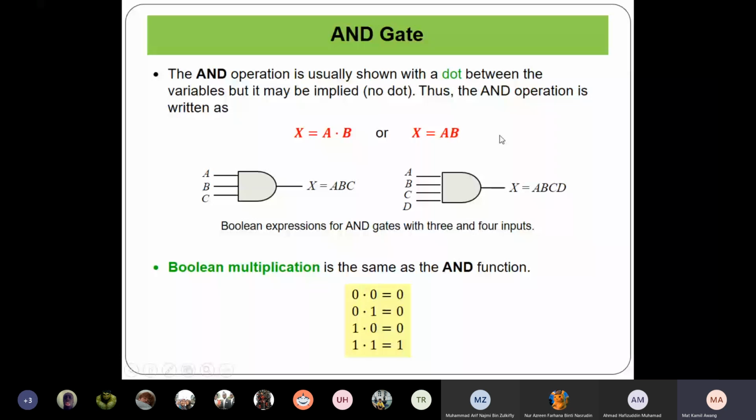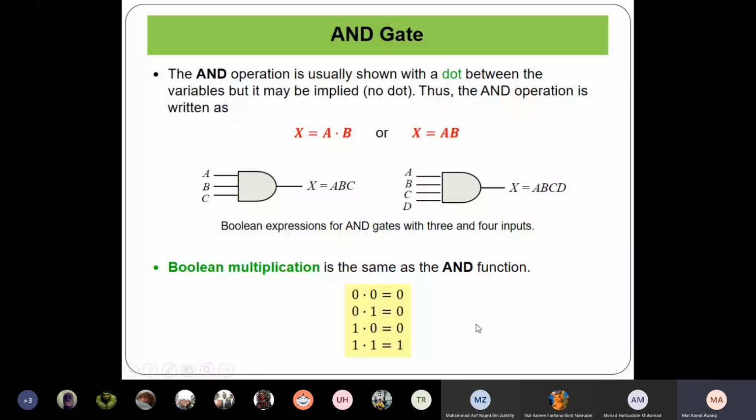For example, this is for 3 inputs. So A, B, C. Therefore, X is A B C or A dot B dot C. And this is for the 4 inputs. A, B, C, D. X is A B C D or A dot B dot C dot D. So this is the representation of the Boolean for the AND gate of 3 inputs and 4 inputs. So the Boolean multiplication is the same as the AND function.